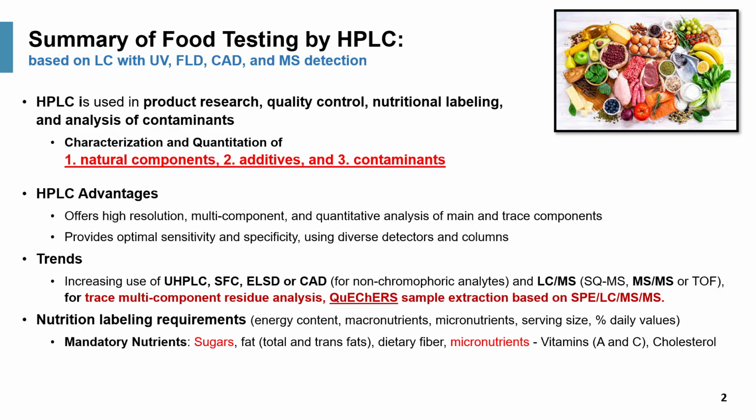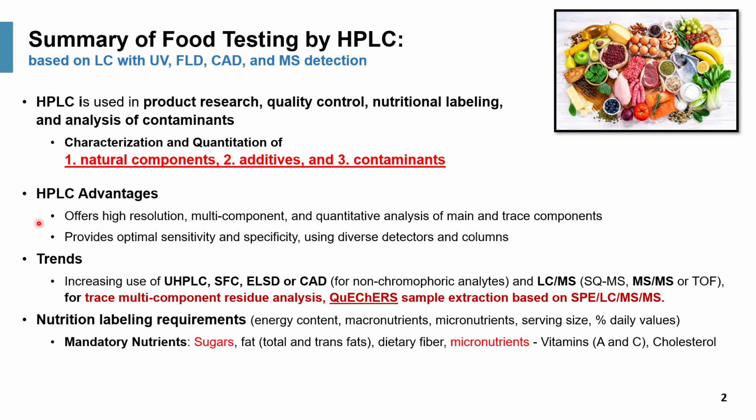Here's a summary on the topic. Many of the detections are using ultraviolet, fluorescence, CAD, and mass spec detection. HPLC in food testing is used in product research, QC, and also nutritional labeling, plus the analysis of contaminants. I'd like to characterize food testing into three different categories. First is natural components. Second is food additives. The third is trace contaminants.